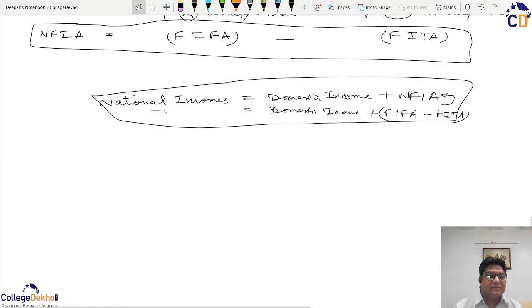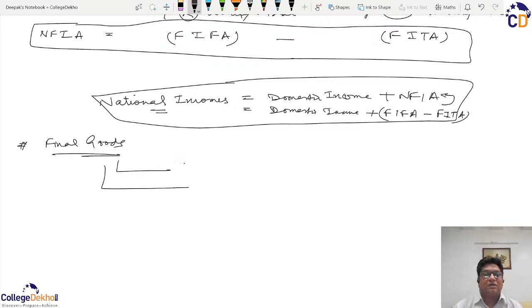Now the other aspect is that these final goods are classified as the capital goods. Basically, the capital goods denotes the investment.